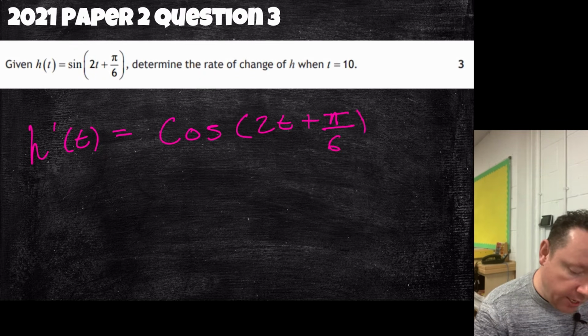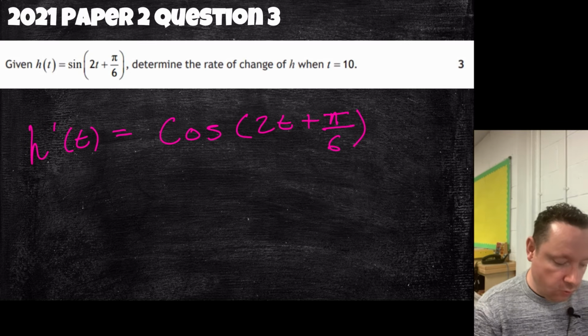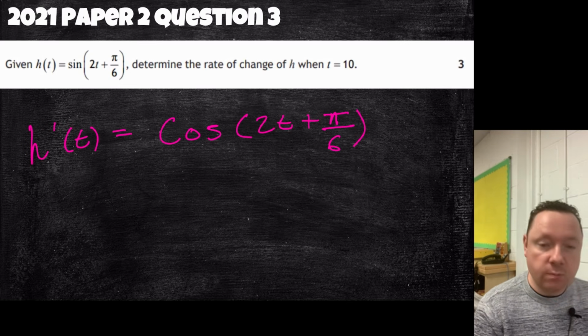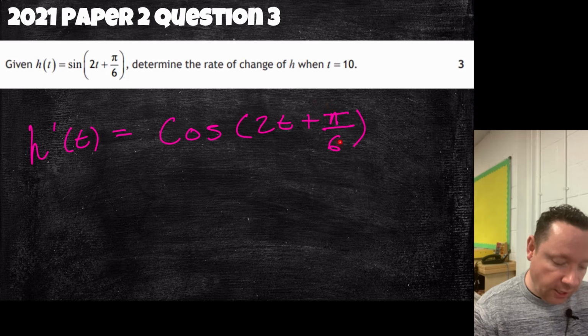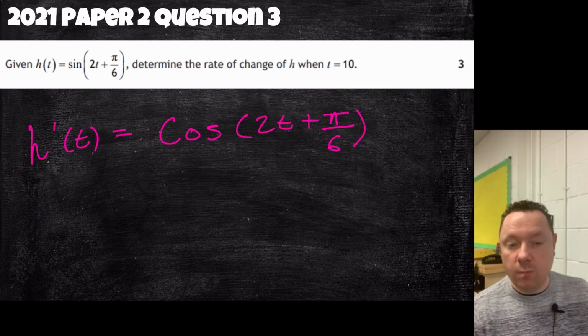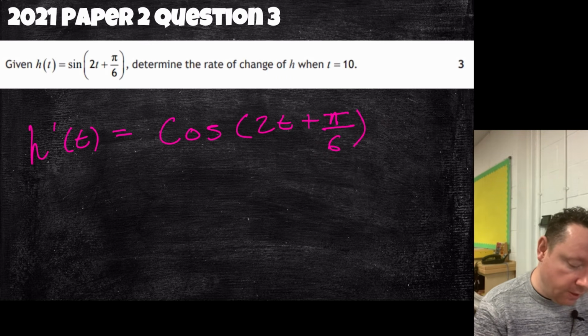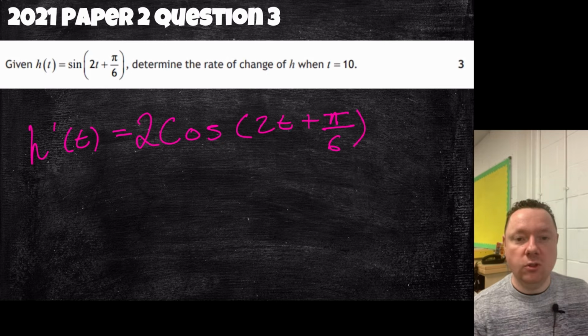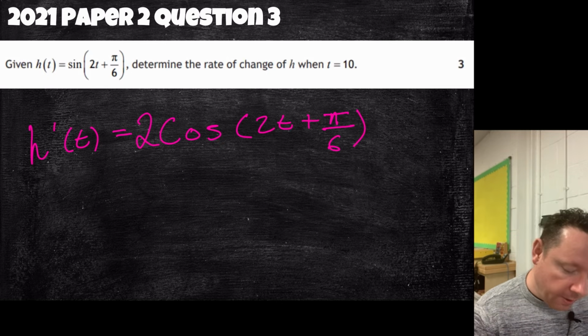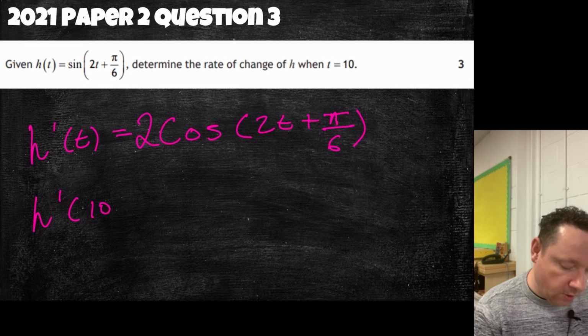But then the chain rule comes into effect here because we've got this inner function of 2t plus pi over 6. So we differentiate this. Well, differentiate 2t, you get 2. Pi over 6 is just a number, so that's nothing. So the derivative of this whole thing is just 2. We times by the derivative. So there we go, we've got 2 outside as well. And now it says, find the rate of change when t is equal to 10. So we're just substituting 10 into our derivative.